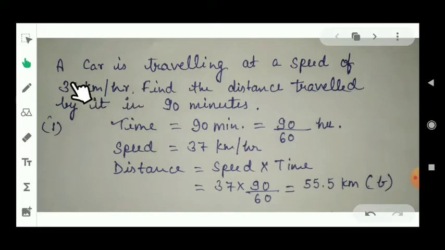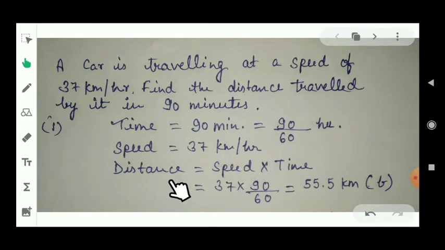Let's see the questions. A car is traveling at a speed of 37 km per hour. Find the distance traveled by it in 90 minutes. Students, you can see the time given is in minutes. So firstly we have to convert time into hours, because there is 90 minutes, so we have to divide it by 60, then it will be in hours. And speed is also given in the question, that is 37 km per hour.